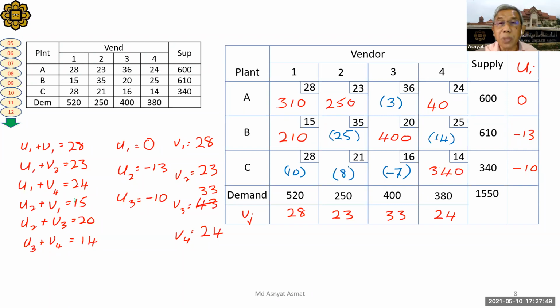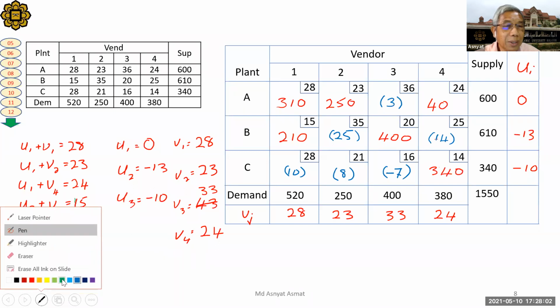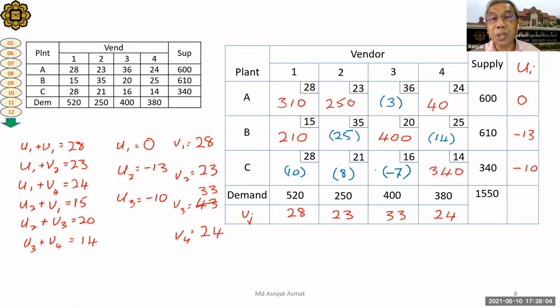Okay. Is it optimal or not? Not optimal. So sad. We have to do one more time. Since it is not optimal, this is the exciting part. Now we are going to draw the closed path.